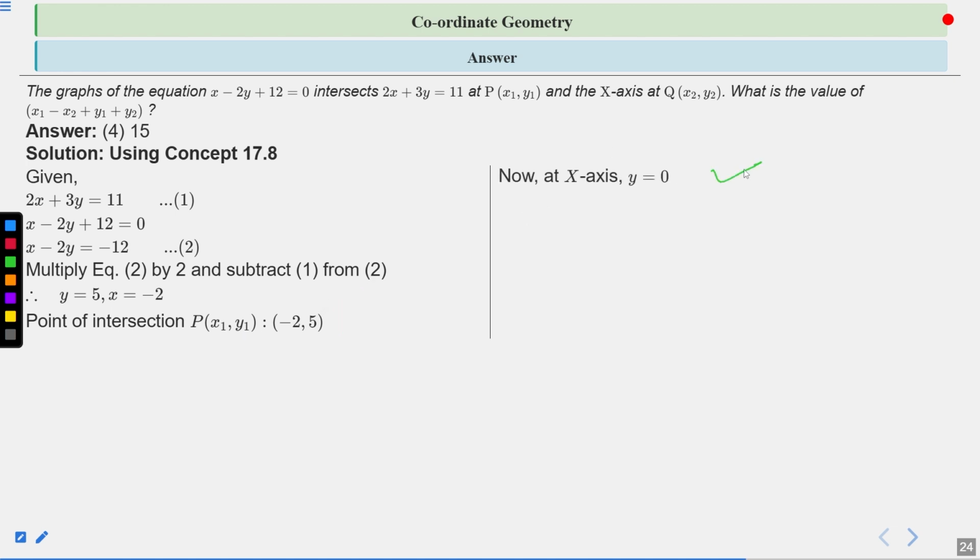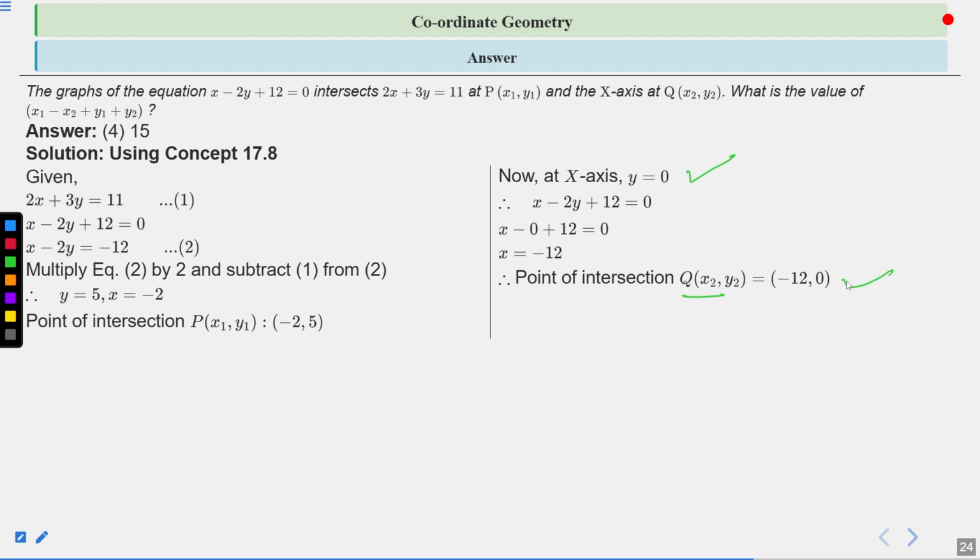Now at the x-axis, y will be 0, because at the y-axis x equals 0, but at the x-axis y will always be 0. So in x minus 2y plus 12 equals 0, putting the value of y equals 0, we get x minus 0 plus 12 equals 0. So we get the value of x, which is minus 12. That is x2, and in the same way y2 is 0. So the coordinate of Q, (x2, y2), is (minus 12, 0).